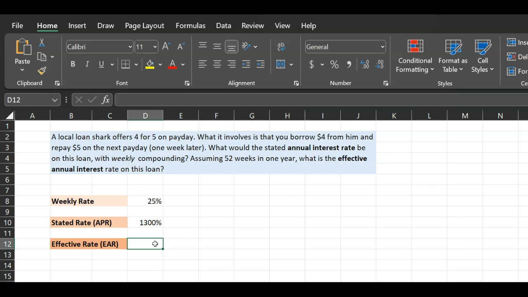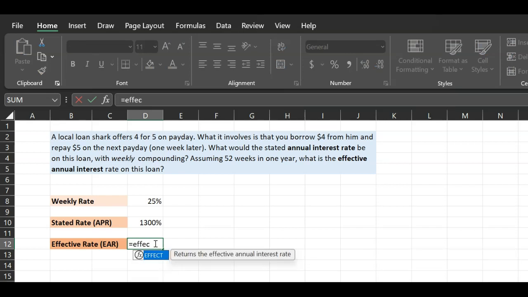If somebody asks you what is your effective annual rate, the difference is that they're saying, what if there was compounding happening every week? In other words, if you had a 25% interest, let's suppose the next week you had to pay interest on that 25% as well, and that keeps on happening for the entire year. So the way to do that is that there is a formula in Excel called EFFECT. When you put that formula in, it asks you what is your nominal rate. Your nominal rate is your stated APR, which is 1300, and the number of periods per year is 52 because you're looking at 52 weeks in 1 year. So compounding is going to happen 52 times in 1 year.